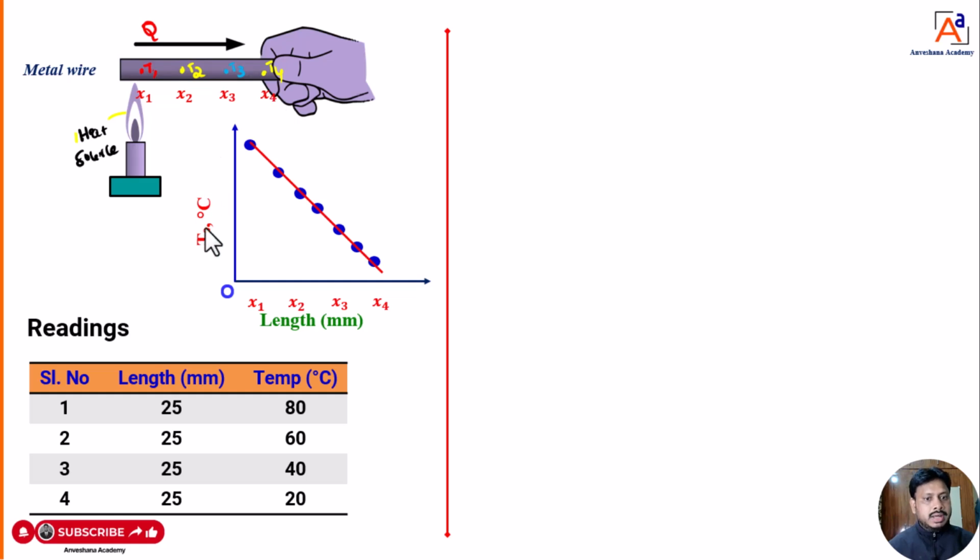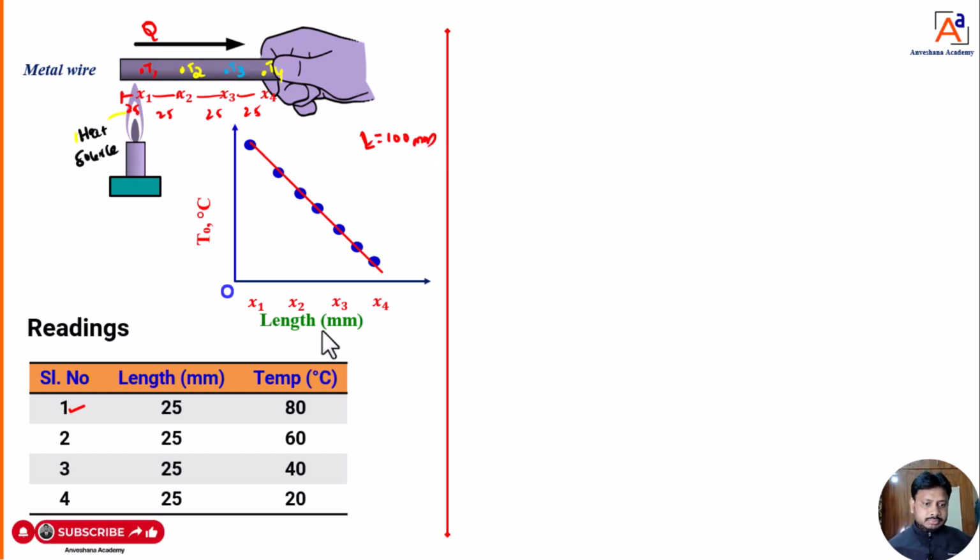To understand that, I have taken sample readings here, dear students. At point 1, that is x1, it is 25 mm. The distance between x1 and x2 is 25. Here to here it is 25, and here to here it is 25, dear students. Then the total length is 25 plus 25 plus 25, so a total length of 100 mm. The length of the metal rod is 100. You can take it in mm itself, mm or meter, it's up to you.